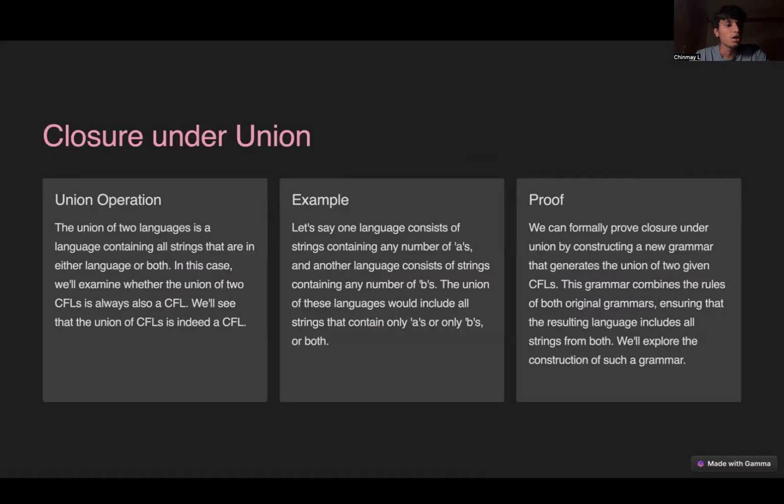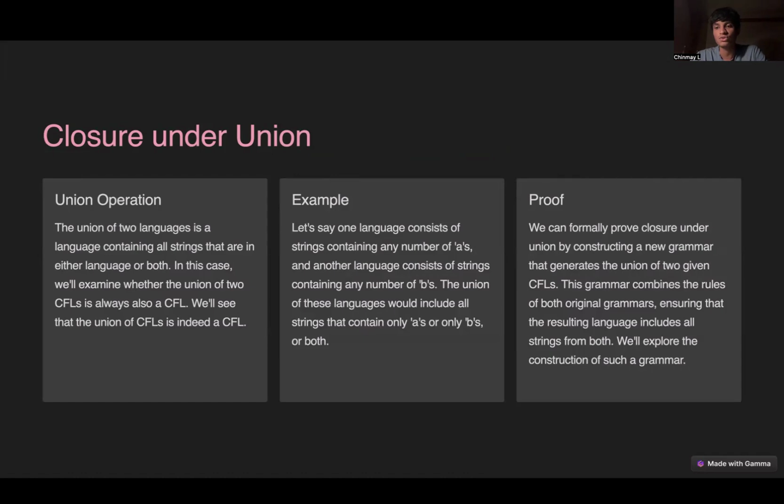Closure under union. The union of two languages is a language containing all strings that are in either language or both. In this case, we'll examine whether the union of two CFLs is always also a CFL. We'll see that the union of CFLs is indeed a CFL, and examples and proofs can be displayed.